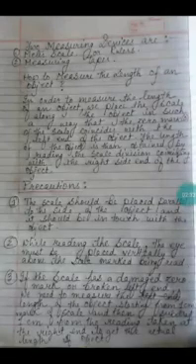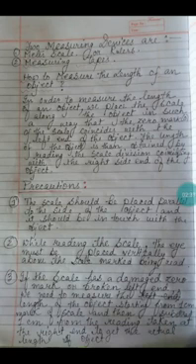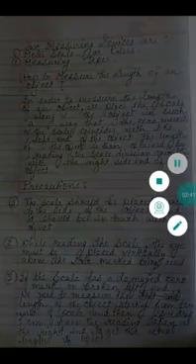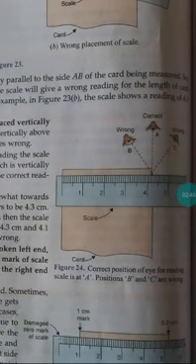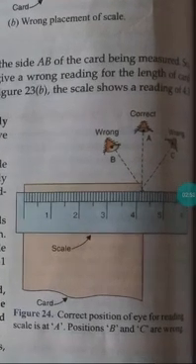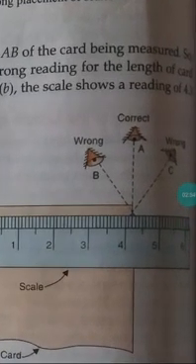Now the next precaution is, while reading the scale, the eye must be placed vertically above the scale mark being read. Now what does that mean? See, students, in figure 24 in your book, it is drawn. They are measuring the length of this card. Now this is A. That means this position of our eye is the correct placement of our eye.